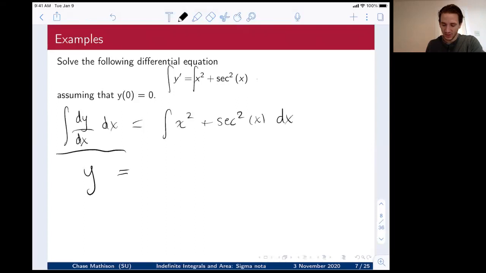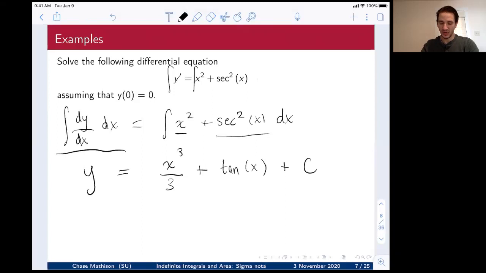So this is equal to, well, to get to x squared by differentiation, I needed to start at x cubed. But then if I differentiate x cubed, I'll have a 3 out in front. So I'm going to divide by 3 to get rid of the 3. Okay, plus. And then secant squared x, although it looks scary, is just the derivative of tangent of x. So the antiderivative of secant squared x is tangent of x. Okay? And then I will add my constant of integration on the right-hand side.